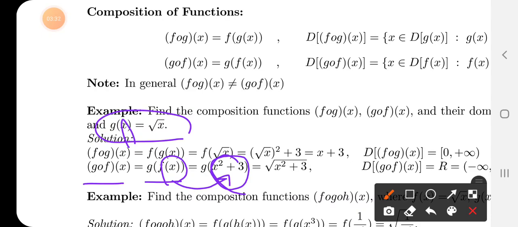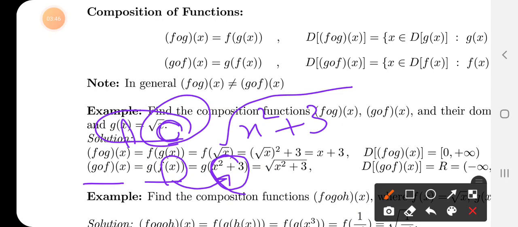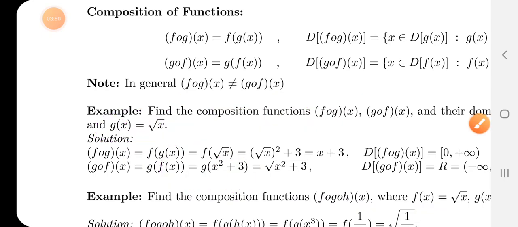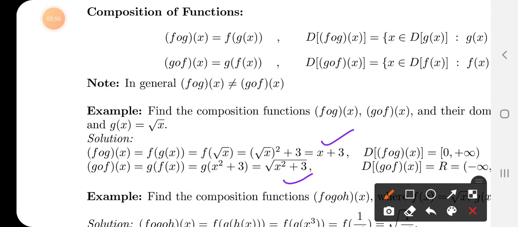So what we will do, the same way that we did for f, on the right hand side of this g, instead of this x we will replace this whole thing. So instead of this x we will replace x squared plus 3 and this square root stays as it is. We just replace this x with this whole thing and the other square root is in its own place. Okay, so you see both answers are different, they are not the same. So f of g and g of f might not be the same.